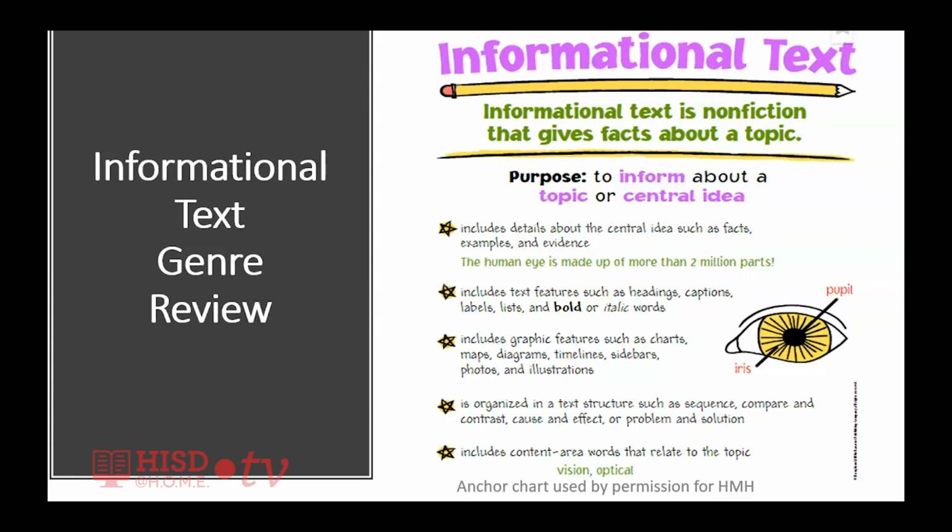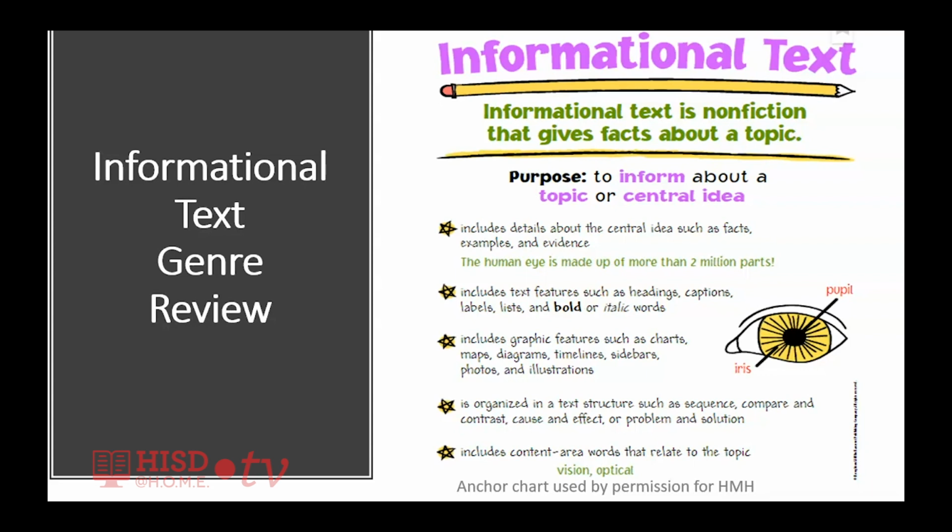Let's review the genre of informational text. Informational text is nonfiction. It gives us facts about a topic. The purpose is to inform about a topic or central idea. Informational text includes details about the central idea, such as facts, examples, and evidence. For example, the human eye is made up of more than 2 million parts.